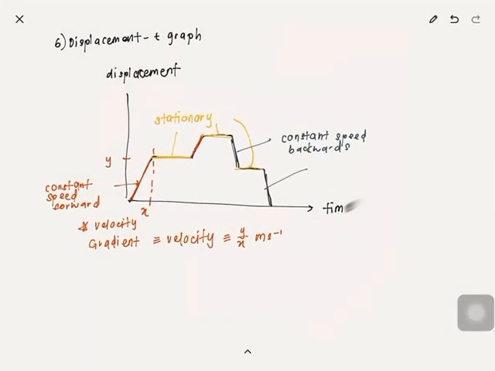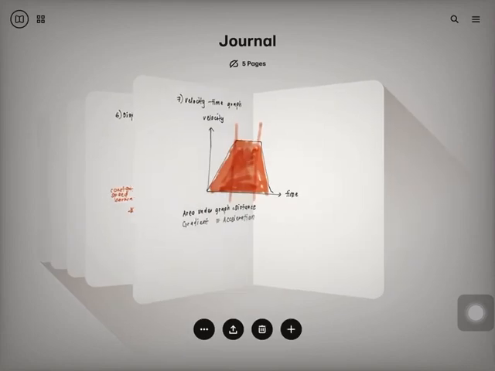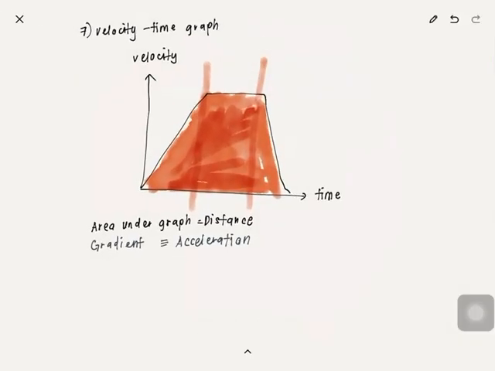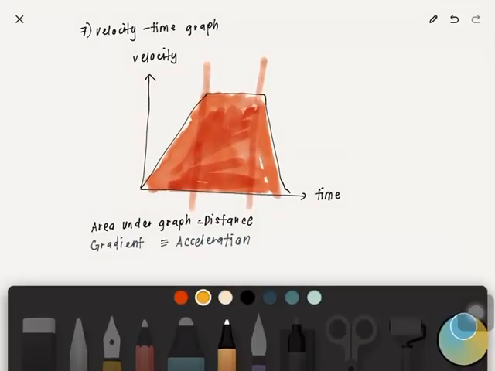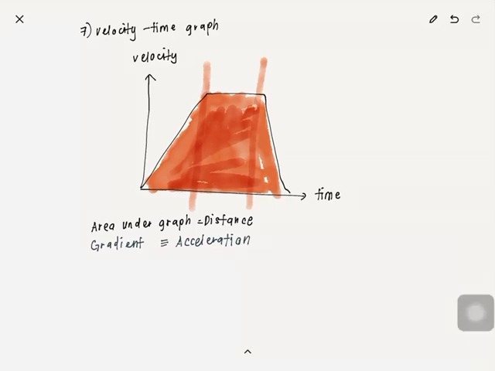So again, this is different from the displacement time graph because the gradient there represents velocity, but in a velocity time graph, the gradient represents acceleration. Let's talk about what the different parts of this graph mean. The first one is the upward slope, which means positive acceleration. Positive acceleration means that the velocity of the object is constantly increasing. So that means it's a positive acceleration.